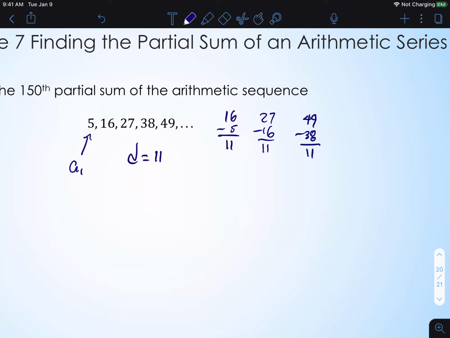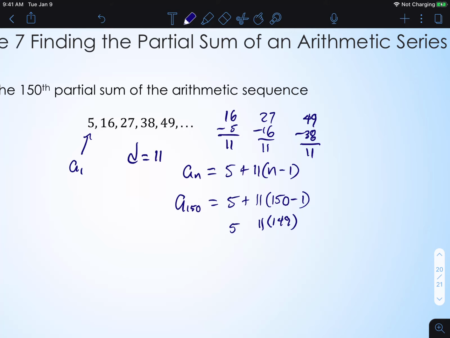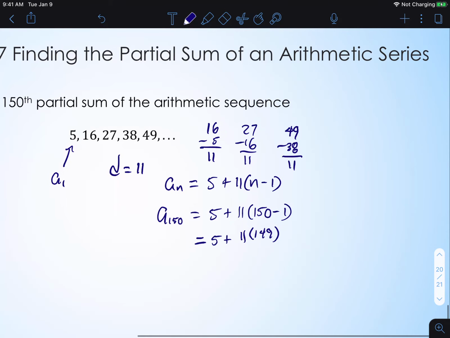So I can write then the explicit formula, and that's going to be a sub 1, which is 5, plus 11 times n minus 1. Now we're just going to use that, and we're going to say I want to know what a sub 150 is, and so that's going to be 5 plus 11 times 150 minus 1. So 150 minus 1 is 149, and I want to know what 11 times that is, and I'm going to add 5 to that. And so 149 times 11, well, that's just taking 149, and we're going to add to that 149 with a 0 at the end.